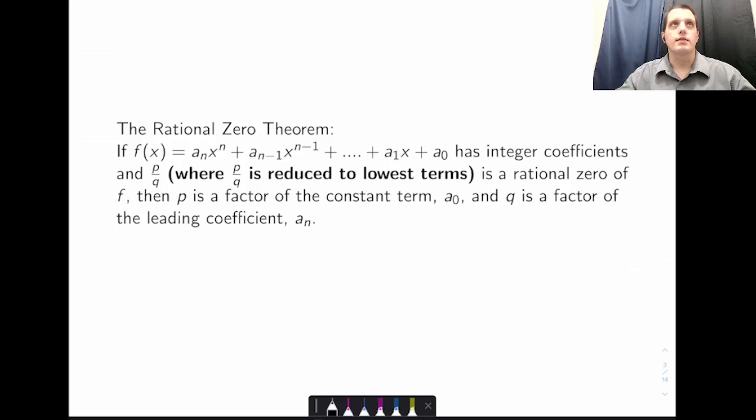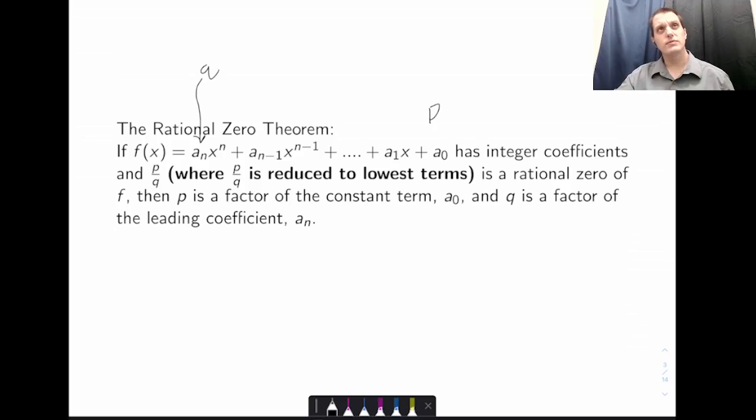The rational zero theorem. If f of x is equal to a sub n x to the n plus, so if it's a polynomial, has integer coefficients, so those are whole numbers, positive or negative, where p over q is reduced to lowest terms, so in this case here is our p and here is our q. In lowest terms is a rational zero of f, then p is a factor of the constant term a sub 0, and q is a factor of the leading coefficient a sub n.